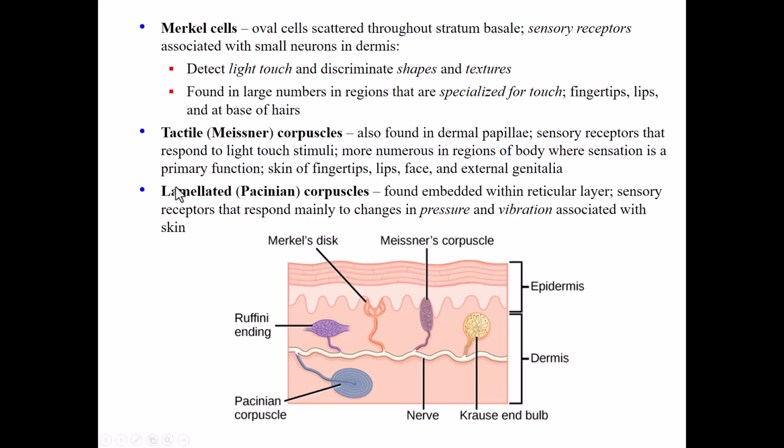Two other receptors that we'll find in the dermis are tactile or Meissner's corpuscles, and these are going to be up towards the intersection of our epidermis and dermis, because again, they're going to do light touch. And so they're going to also be more numerous where we need sensation. But we have others called lamellated or Pacinian corpuscles. These are deeper into the dermis, down in that reticular layer of the dermis. And so they are going to be embedded, and they're going to feel pressure and vibration, so things that are stronger sensations.